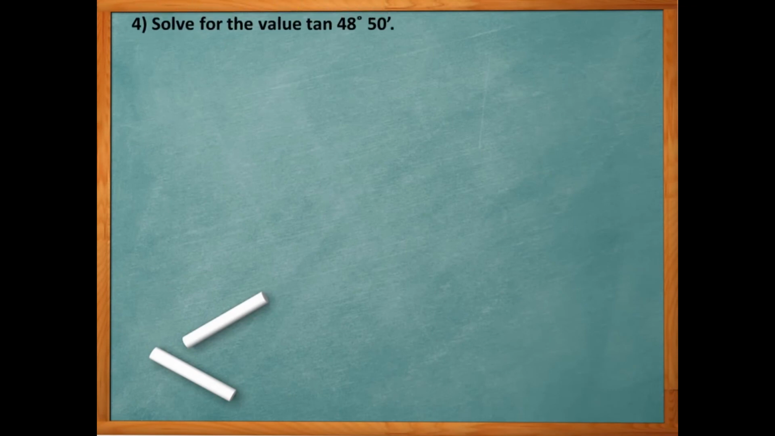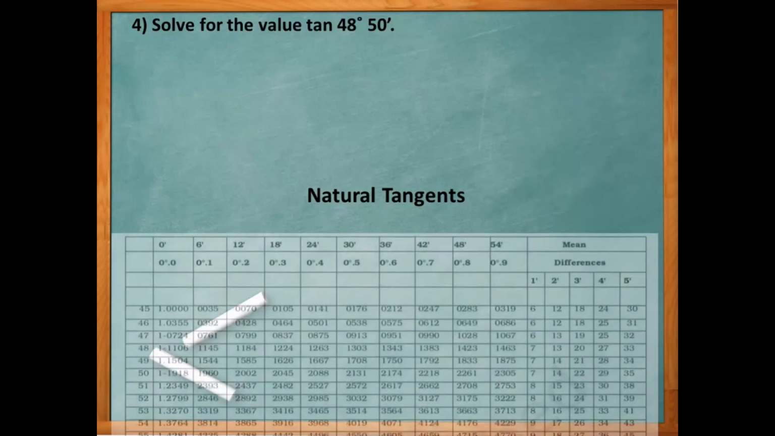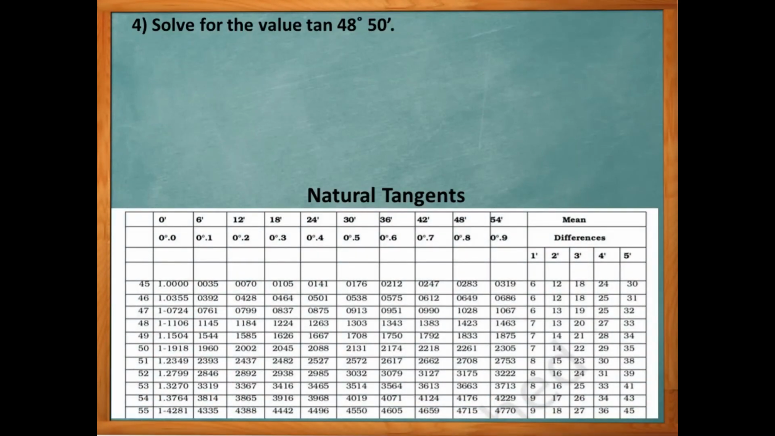So now let's have tangent. The way to solve for the tangent value is the same as in solving the value of sine. So let's solve for the value of tangent 48 degrees and 50 minutes. So first, we need to go to the first column to locate tangent 48 degrees. And this is the row of 48 degrees. And now let's find the value of 50 minutes. 50 minutes is in between 48 minutes and 54 minutes. So we will use 48 minutes.